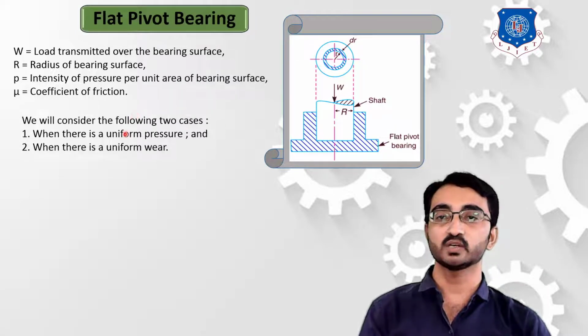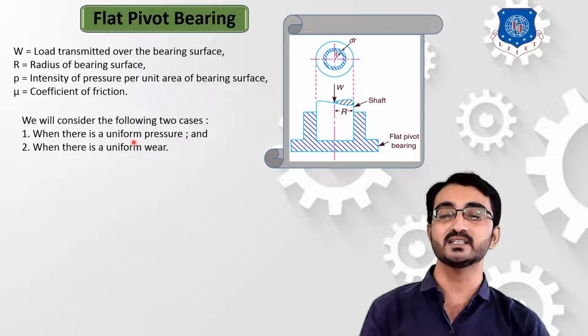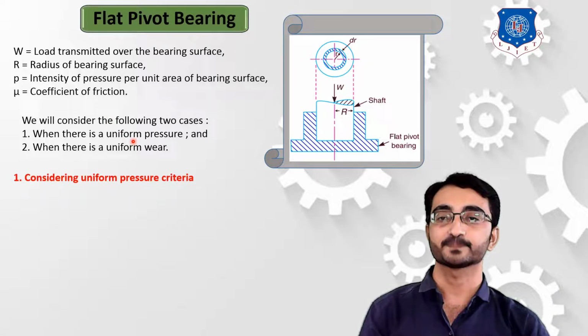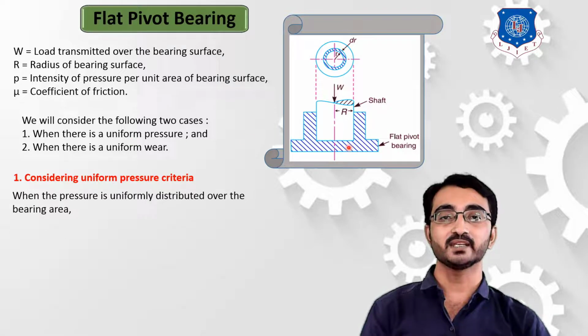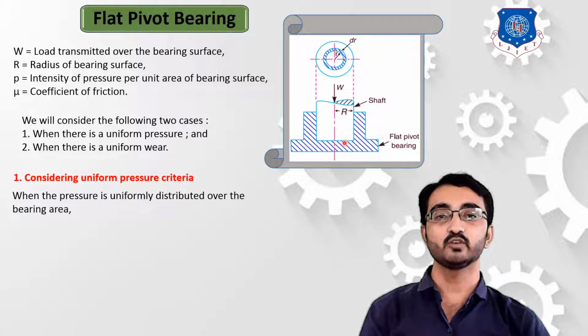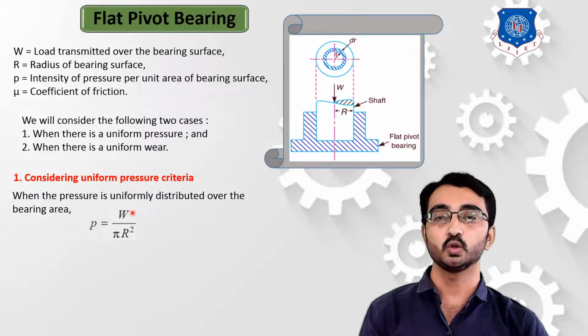Now let's consider the designs. Over here we have to consider two basic criteria, uniform pressure and uniform wear. So let's start with the first criterion, that is the uniform pressure theory. In the initial condition when the bearing is new, we will consider the entire surface to be in contact and having uniform pressure. So over there we can consider uniform pressure, and that's why we can apply the equation pressure is equal to load upon area.